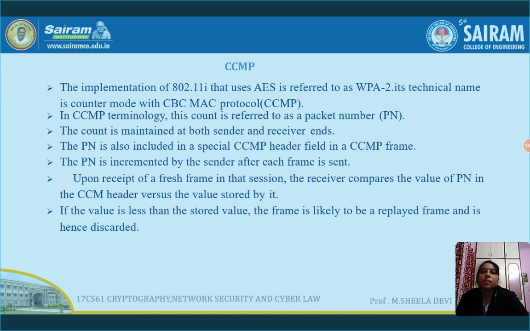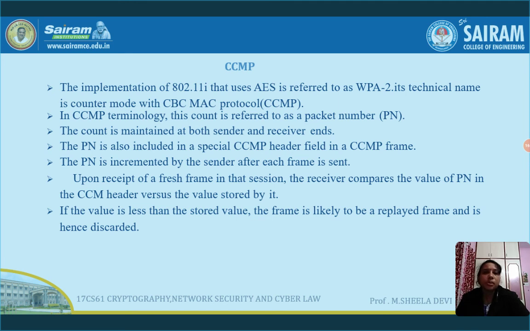Next comes CCMP. The implementation of 802.11i that uses AES is referred to as WPA2. Its technical name is Counter Mode with CBC-MAC Protocol. So how is it going to work? This count is referred to as a packet number. The count is maintained at both the sender and the receiver ends. The packet number is also included in a special CCMP header field in the CCMP frame.